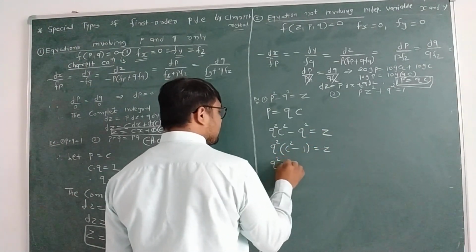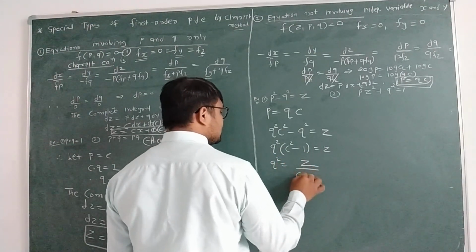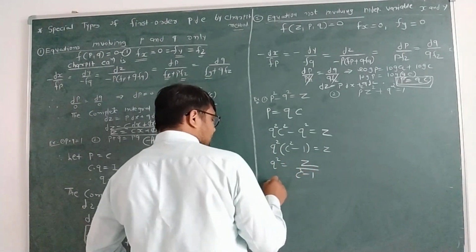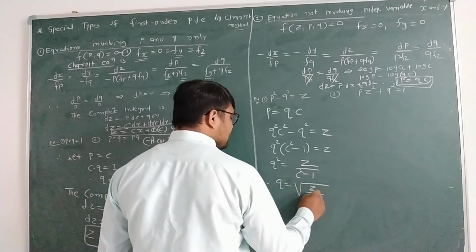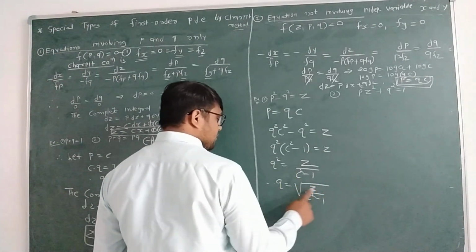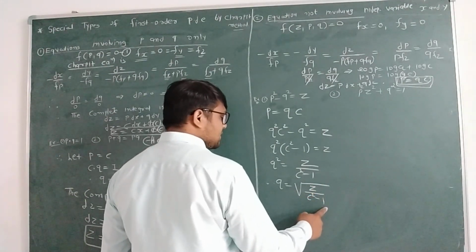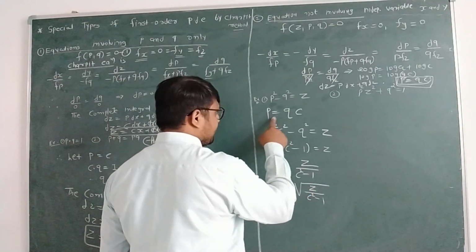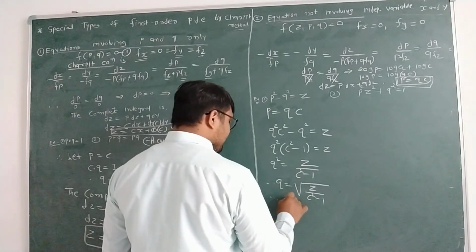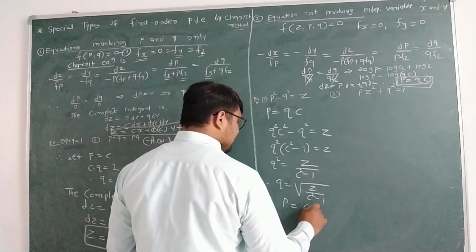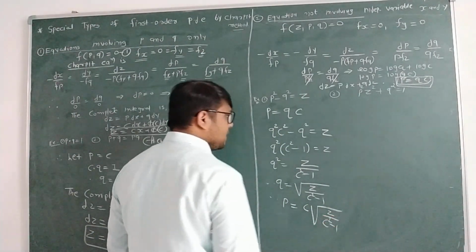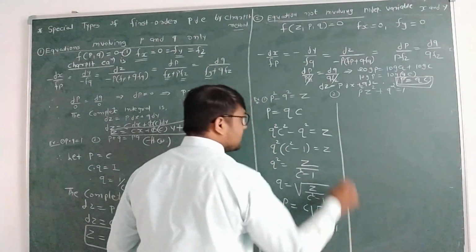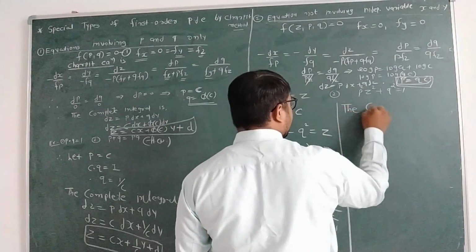Therefore q square is equal to z over c square minus 1. So ultimately q equals under root z over c square minus 1. So q equals z over under root c square minus 1, and p is qc. So therefore p equals c under root z over c square minus 1. So the complete integral.